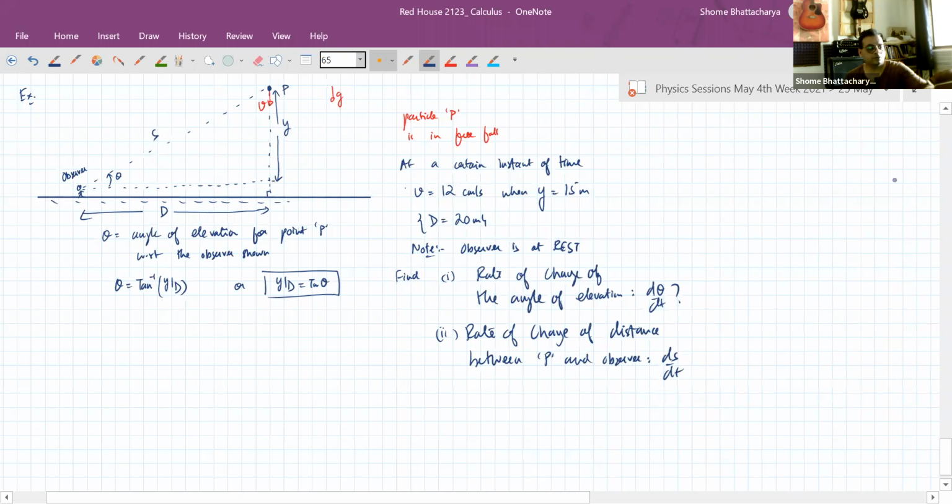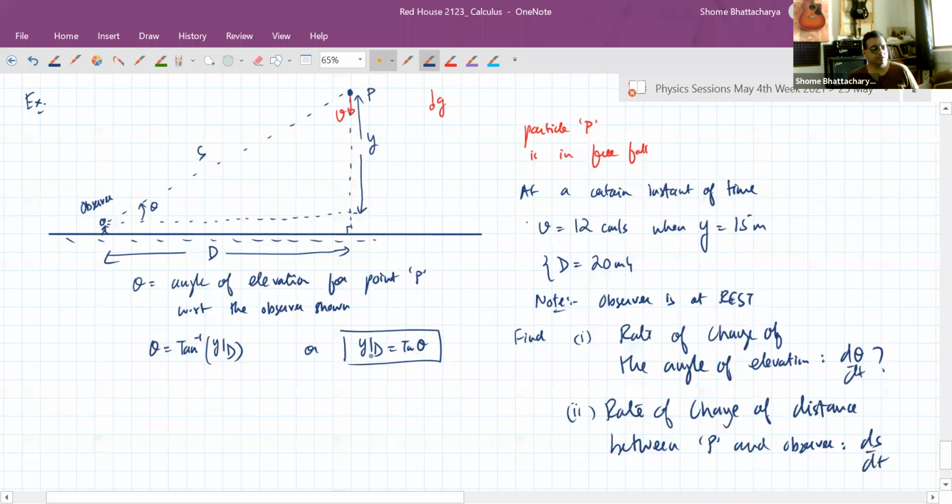So when we are solving this problem, basically we'll have to use this relationship, the relationship between y and theta, to find out d theta by dt. And we'll similarly have to develop a relation between s and y to find ds by dt. But just by looking at the problem, can you tell me what should be the algebraic sign of d theta by dt? Should it be positive or negative?